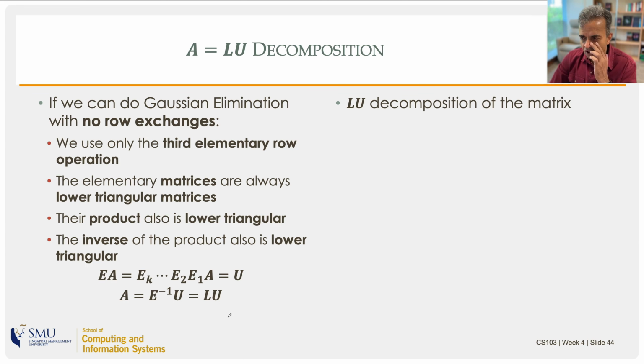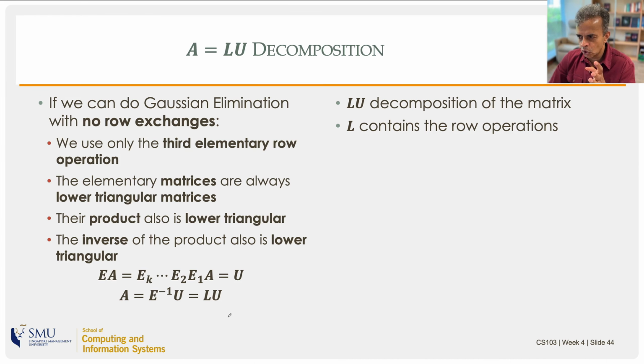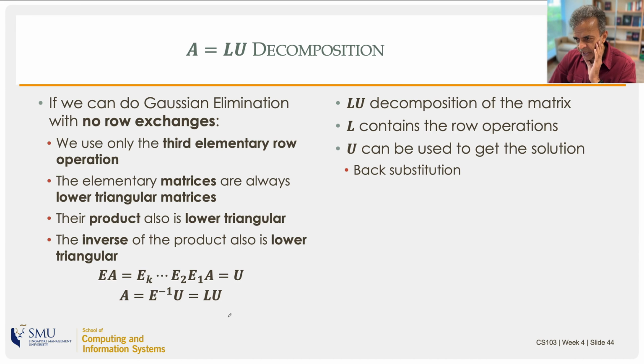It's the first of many decompositions that we will do in this course. This is one of the most foundational ones. So L encodes all the row operations, but in the inverse form. It's the inverse of all the row operations that we applied on the matrix A. And we saw that U can be used to get the complete solution of the system of linear equations that this matrix A represents with the help of a constants vector. So that is back substitution.